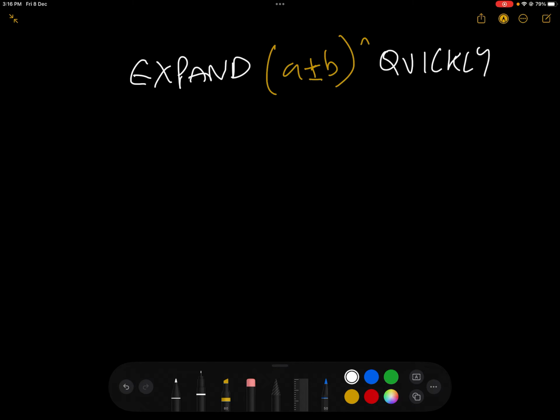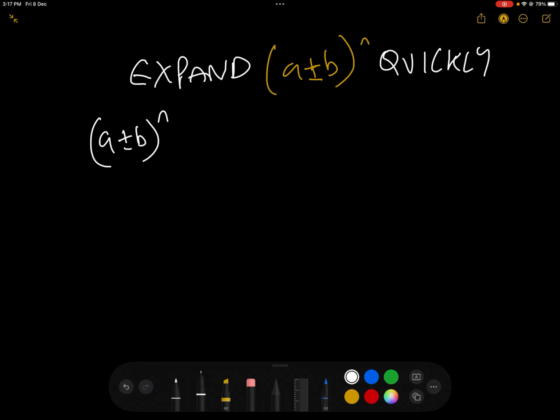In many of the Gracie Academy videos, I have to expand an expression of the form a plus or minus b to the n, and I tend to be able to expand it by inspection very quickly. A lot of people have asked me, am I just working this out beforehand and writing it down while I do the video, or am I working it out as I go along?